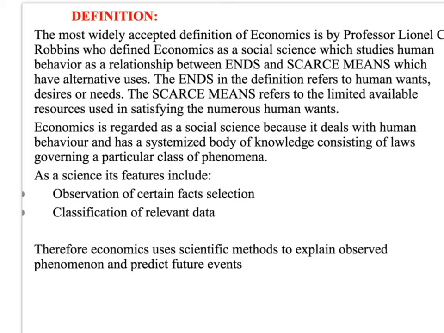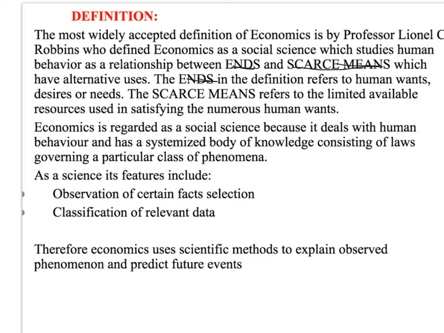The most widely accepted definition of economics is the definition given by Professor Leo C. Robbins, who defined economics as a social science which studies human behavior as the relationship between ends and scarce means, which have alternative uses. The ends in the definition refers to the human wants, desires, or needs, while the scarce means refers to the limited available resources used in satisfying the numerous human wants.